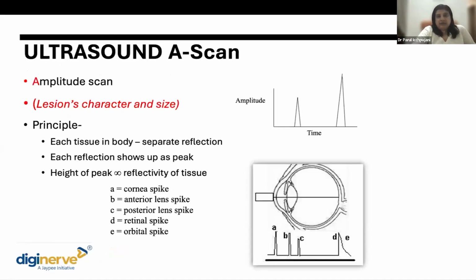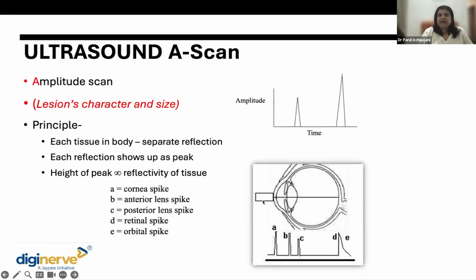Coming to ultrasound, there are two types of ultrasound modes that can be used. One is the A scan. It's an amplitude scan. It tells you the character and size of a lesion, and each tissue in the body will have a separate reflection pattern.